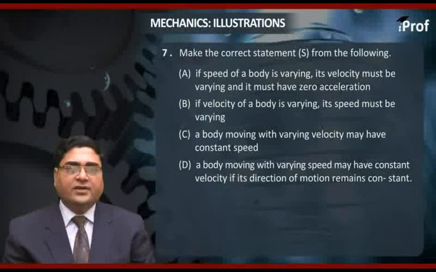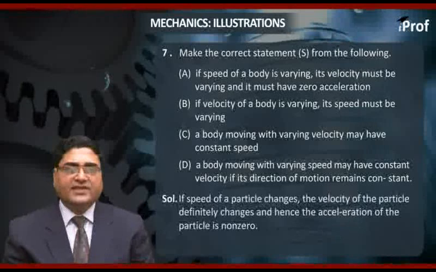The correct option is option C, that is, a body moving with varying velocity may have constant speed, as happens in uniform circular motion. Let's see the solution.